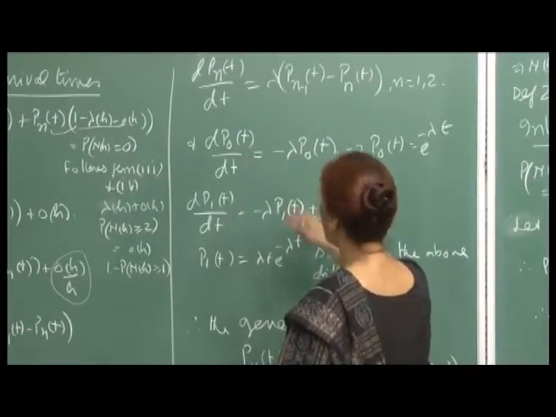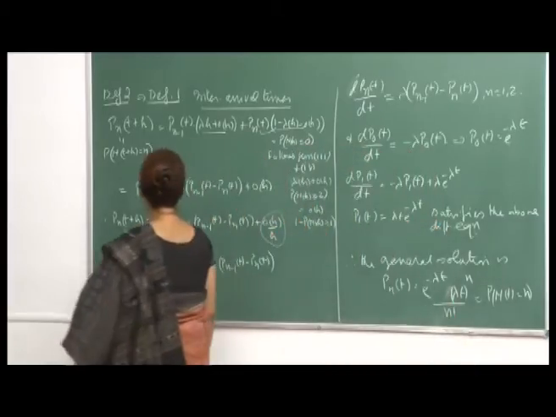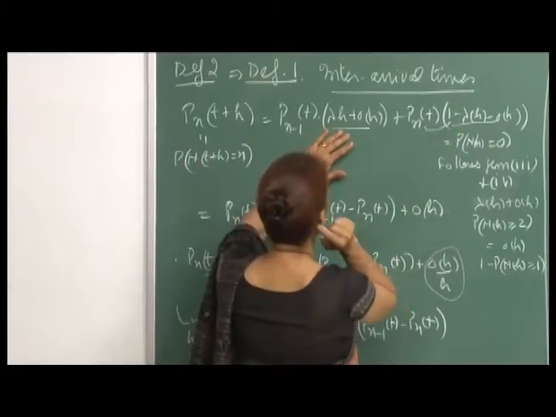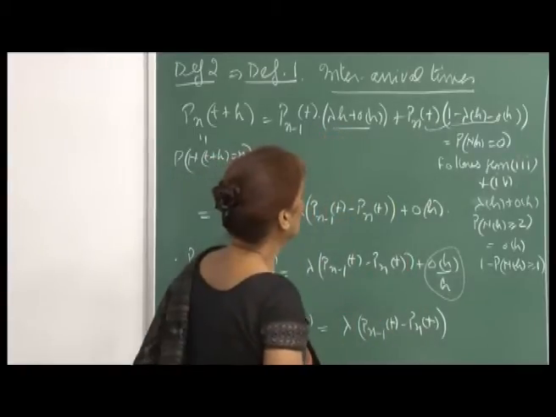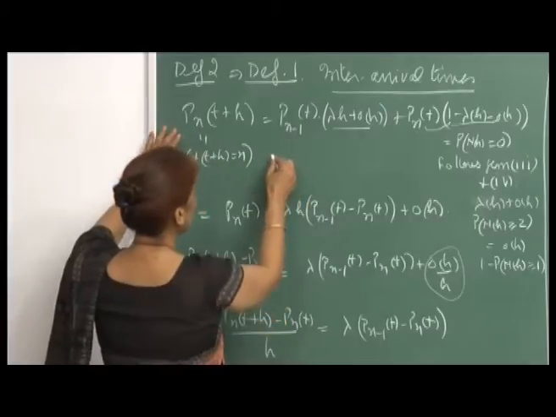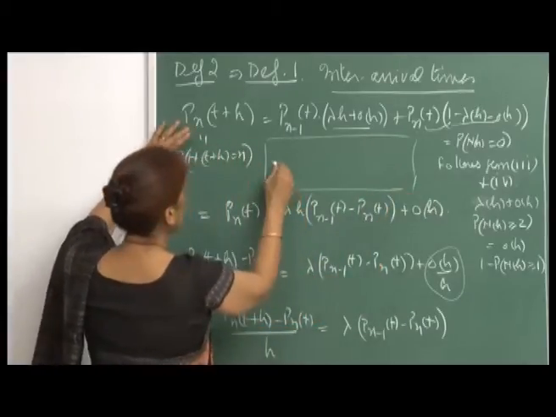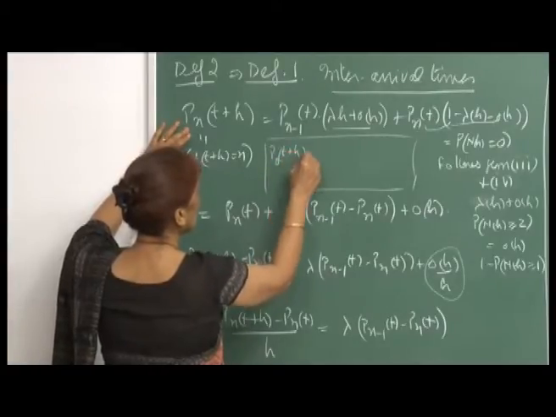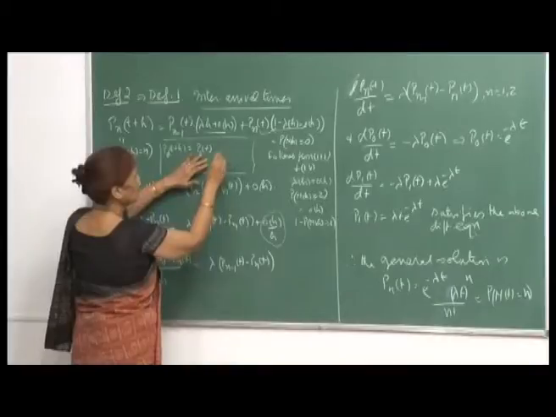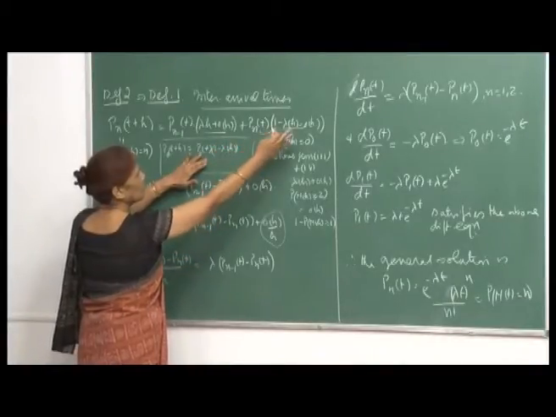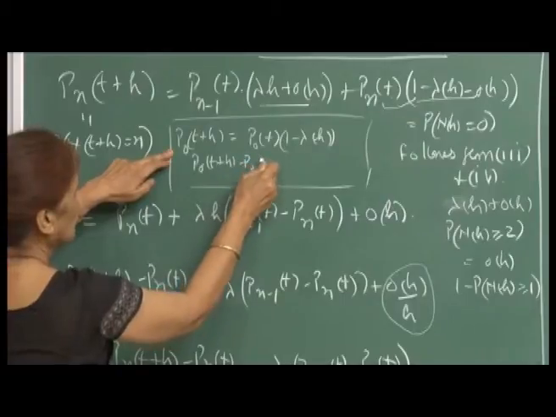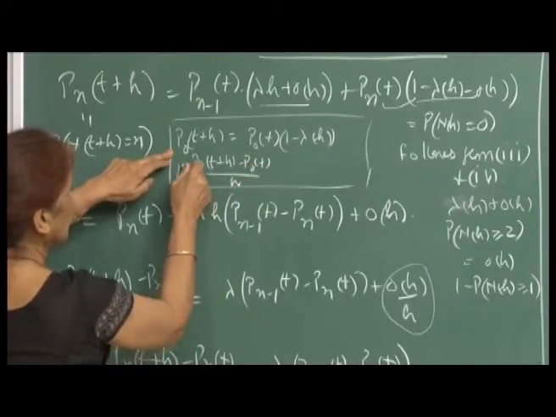And dp_0(t)/dt is minus lambda p_0(t), because when you are looking at n equal to 0, you do not have this term, you simply have this. Since it becomes crowded here, let me write it down separately. This will be p_0(t plus h): no arrival up to time t and no arrival in the time interval, so it will be p_0(t) times 1 minus lambda h. I can ignore the higher order term, because that will anyway go to 0. So, this will be p_0(t plus h) minus p_0(t) divided by h, and the limit of this as h goes to 0.